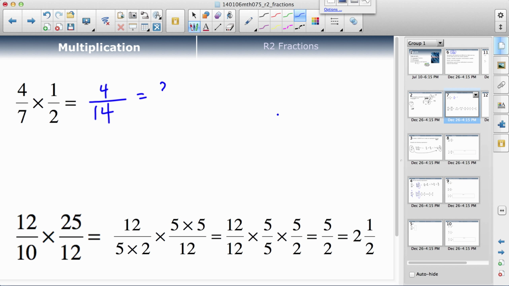4 is the same thing as 2 times 2. 14 is 2 times 7. 2 divided by 2 is 1. So I can eliminate that, and my answer would be 2/7.